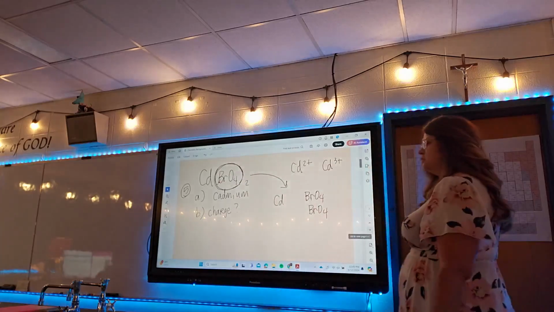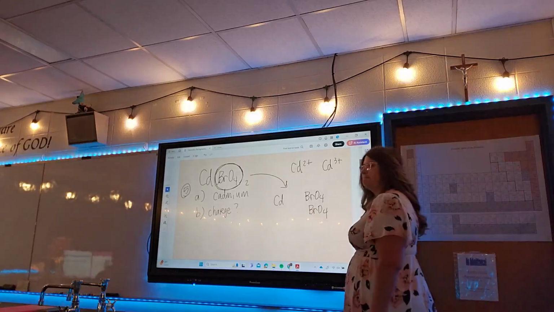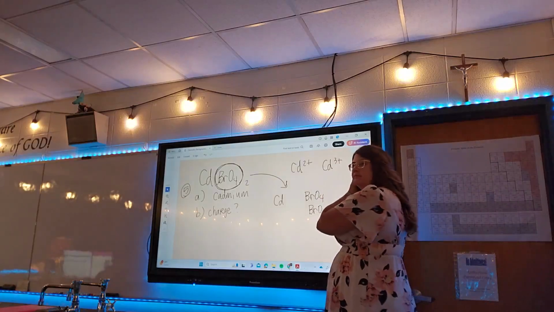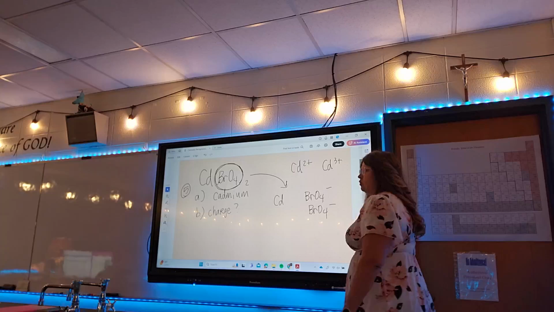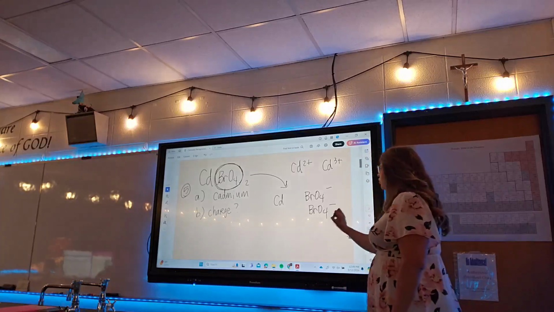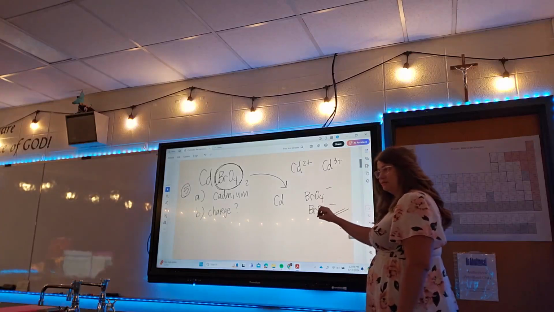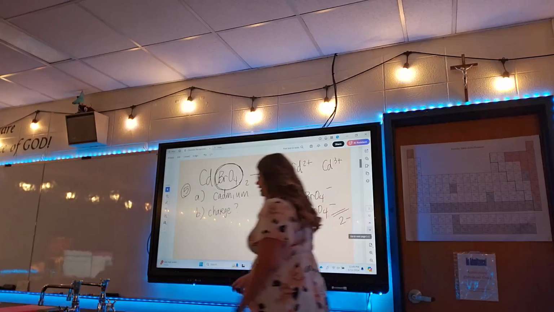All right, so somebody look for me on the pink sheet and tell me what is the charge of BrO4. It's called perbromate. It is 1-. Yes, 1-. Remember, we don't write the 1. Okay, so then what's the total charge of all of the negative bits of this compound? 2-, because 1 + 1 is 2, right?